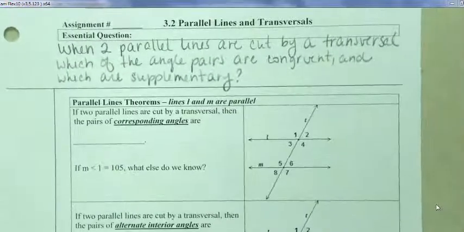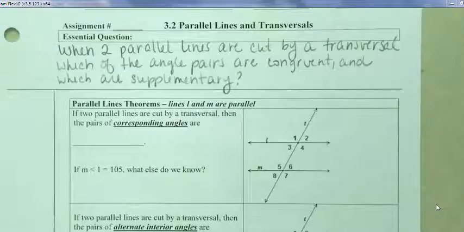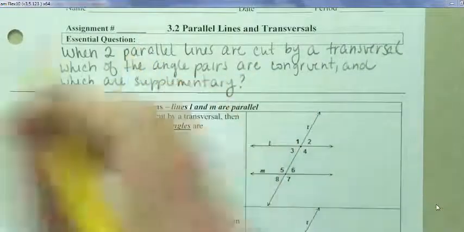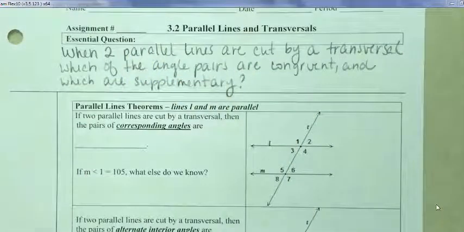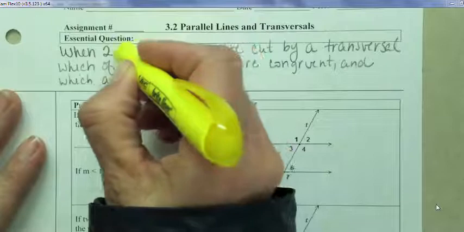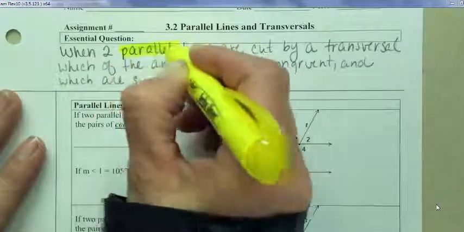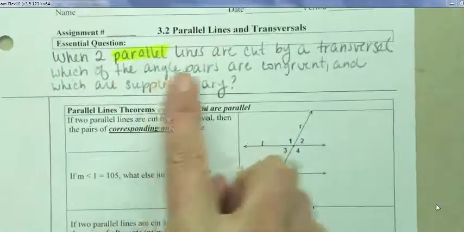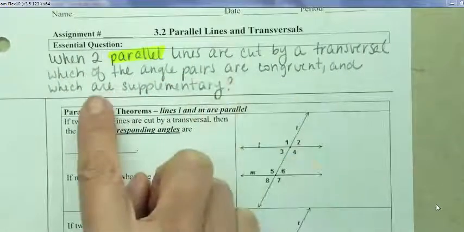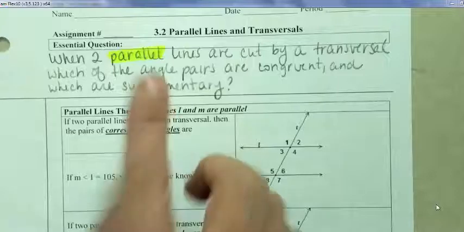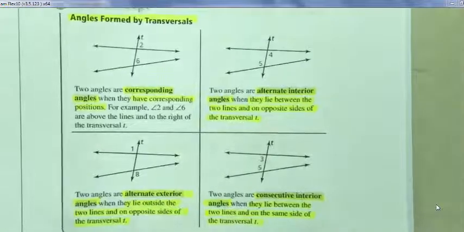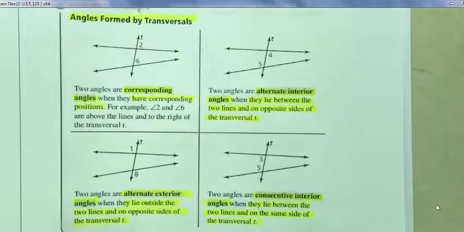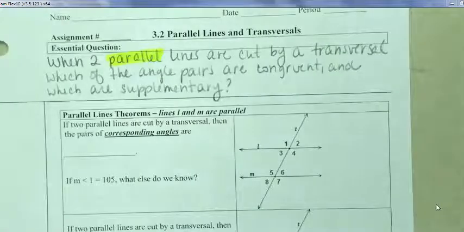Okay, with that in mind, here's our essential question. When two parallel lines are cut by a transversal, so now the change that we're doing from the last lesson is now we're talking about what happens when my two lines that are cut by the transversal are actually parallel. Which of the angle pairs are going to be congruent and which are going to be supplementary? Some of these angle pairs from our previous lesson will be congruent and some will be supplementary. And that's what we're going to talk about today.